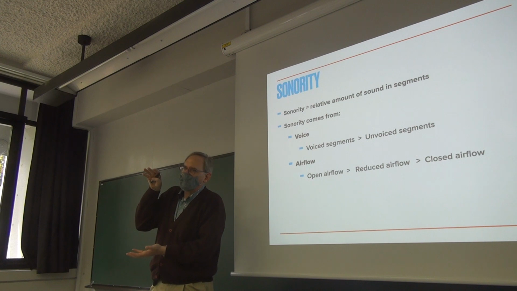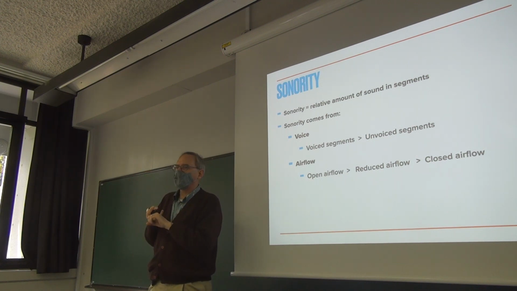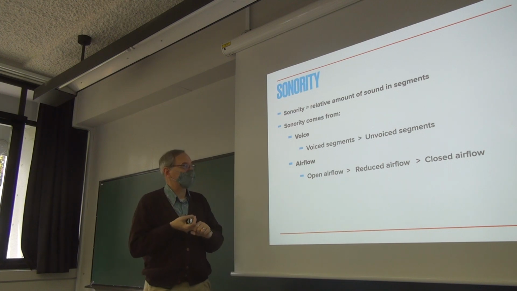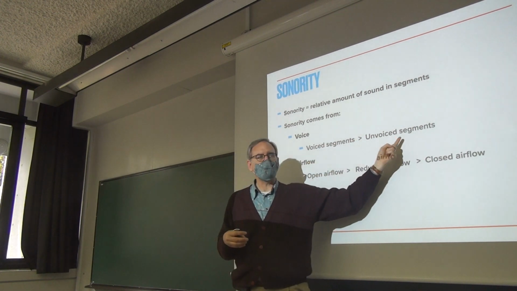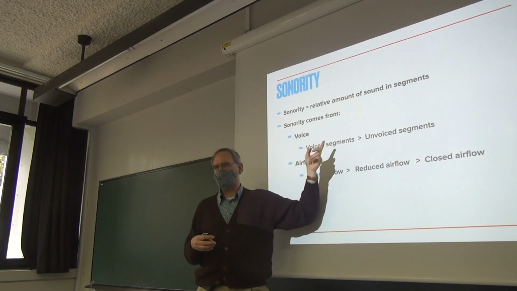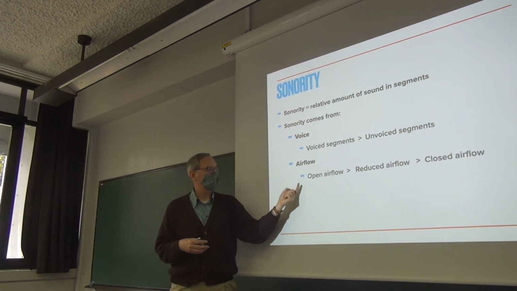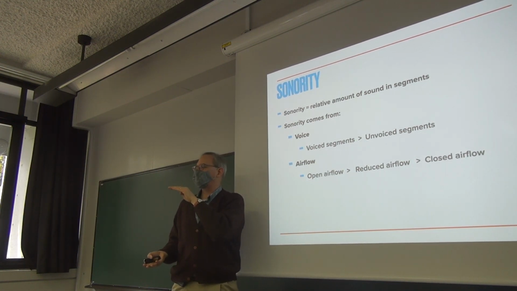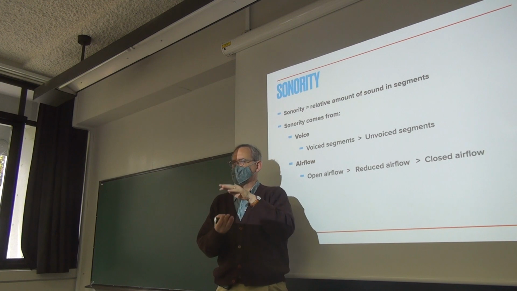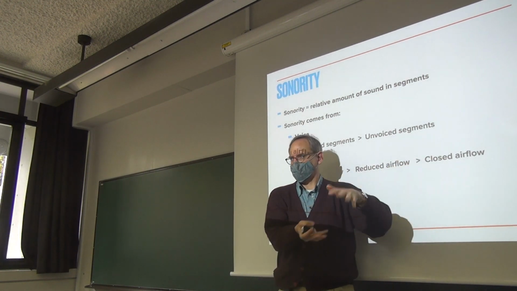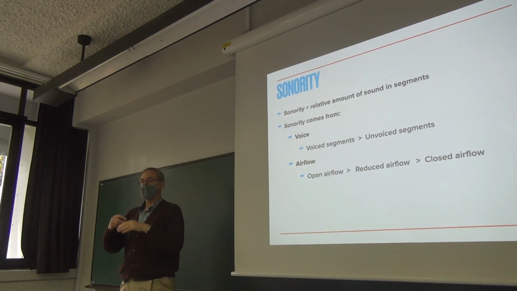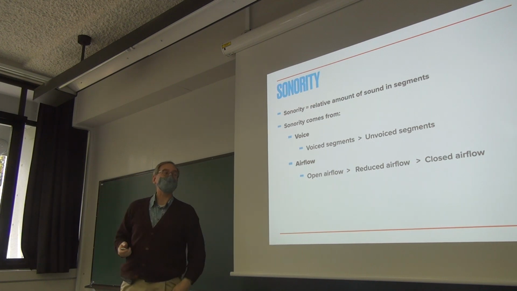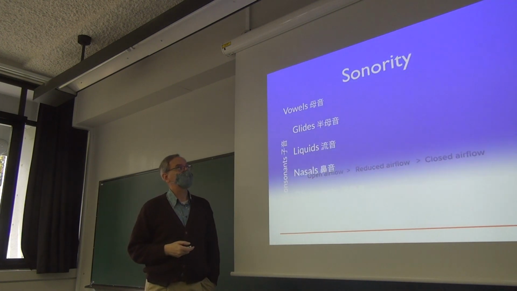In addition to voice, there's also the degree or amount of airflow. The wider the airflow path, the greater the amount of sonority that's created during pronunciation. So this just means that voiced segments have more sound than unvoiced segments. And we'll be learning in more detail about this voiced, unvoiced soon. And then for airflow, the open airflow segments have greater sonority than the reduced airflow. And the reduced airflow have greater sonority than the closed airflow. So these two properties combine together to distinguish the classes of segments in terms of their sonority.